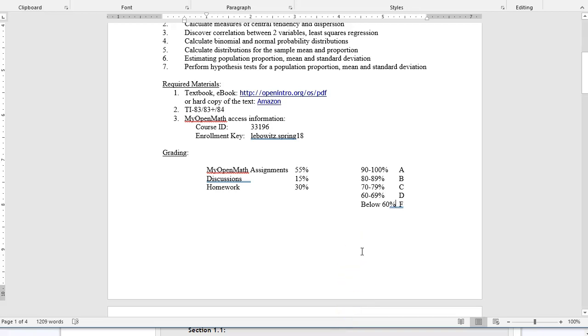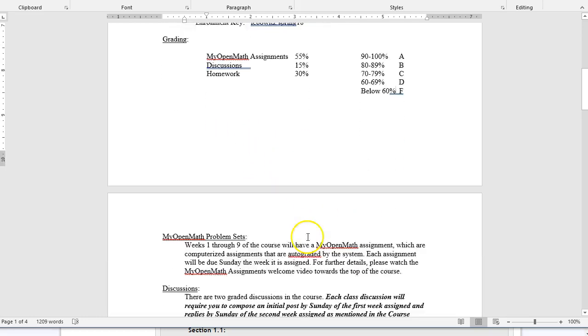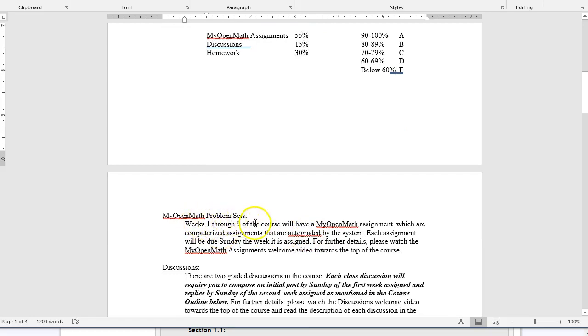Alright, so let's look at each of the main parts of the course, starting with the MyOpenMath Assignments. You can read this description here, but it pretty much just says that we have one MyOpenMath assignment per week for the first 9 weeks. They're auto-graded assignments. There's 11 weeks in the course. The last 2 weeks, there's no MyOpenMath assignment, just the first 9 weeks.